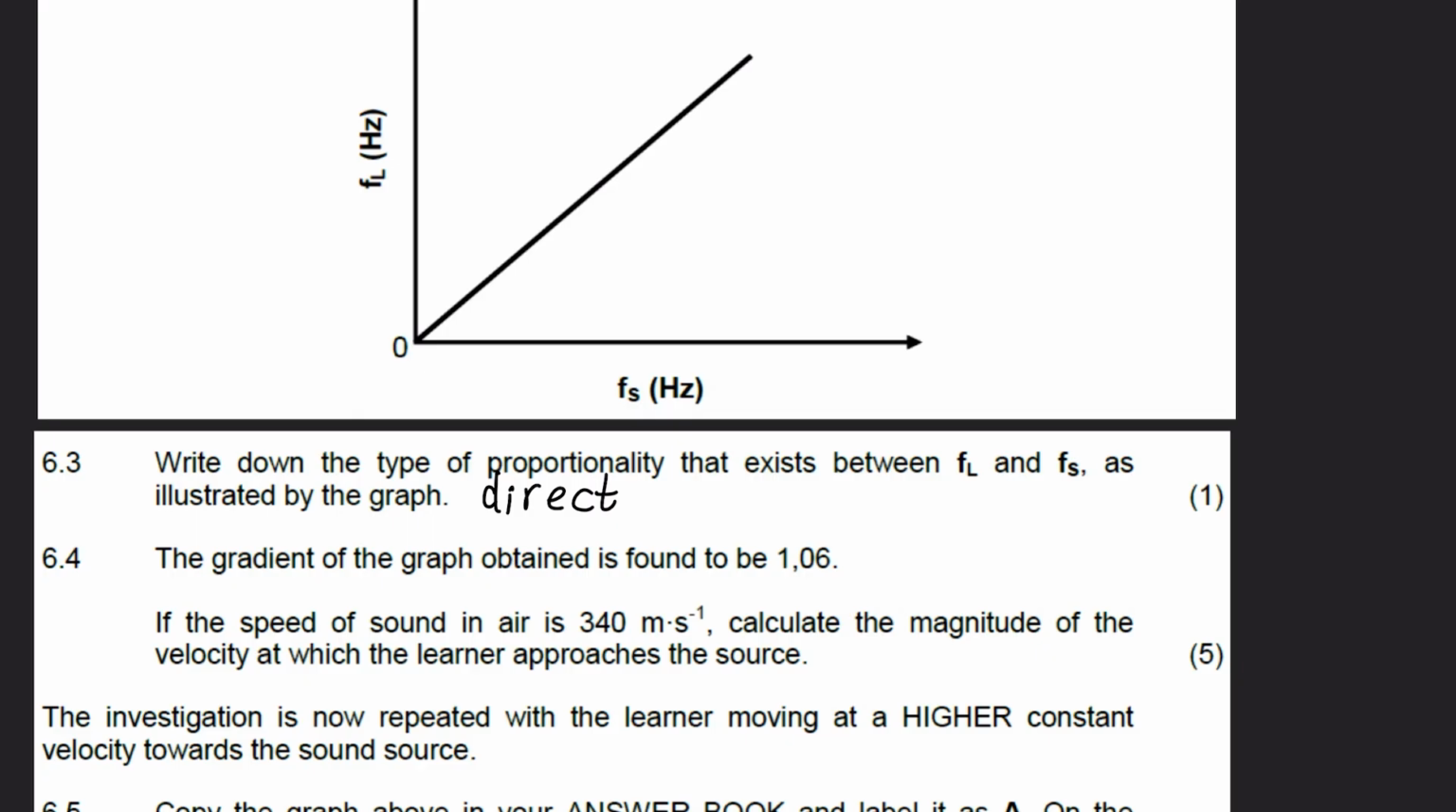Question 6.4. The gradient of the graph obtained is found to be 1,06. If the speed of sound in air is 340, so they've given us V equals 340. Calculate the magnitude of the velocity at which the learner approaches the source. They want us to calculate VL. We don't know what that is, so they want us to calculate that.